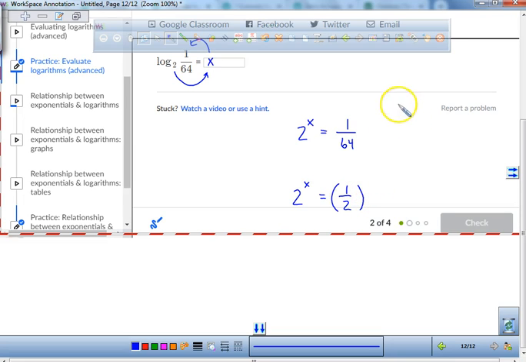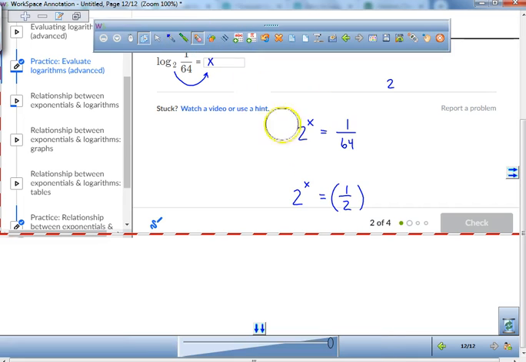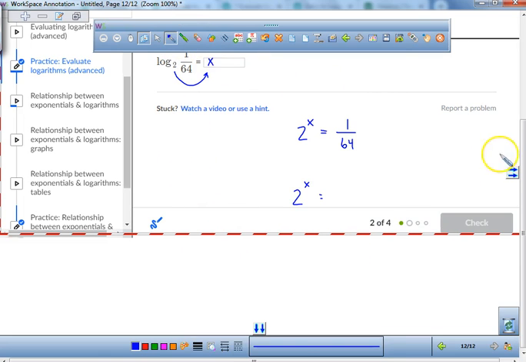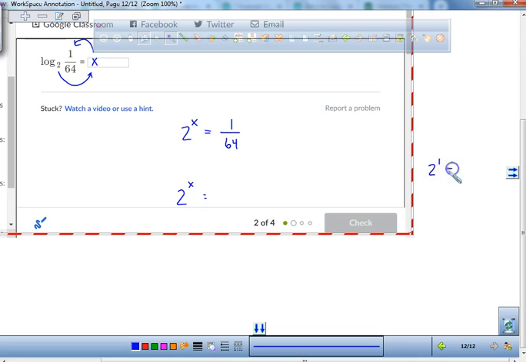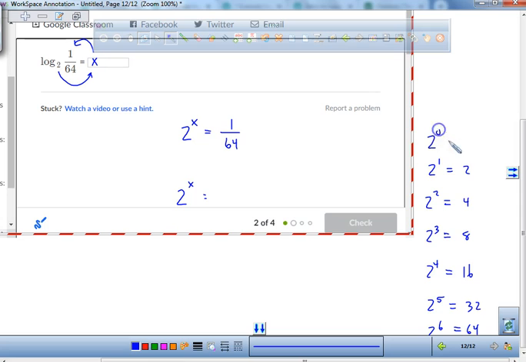Actually, it'd probably be easier if I do it this way. Let's focus on our 2s. Get me some room here. Here we go. We know 2 to the power of 1 is 2. 2 to the power of 2 is 4. 2 cubed is 8. 2 to the power of 4 is 16. 2 to the power of 5 is 32. 2 to the power of 6 is 64. But if I work my way backwards, 2 to the 0 is 1. 2 to the negative 1 is a half. 2 to the negative 2 is 1/4.